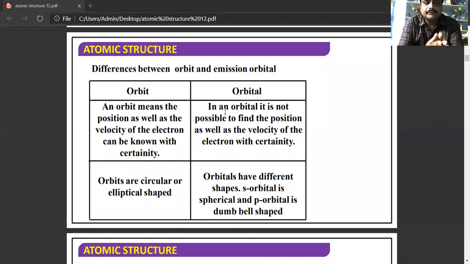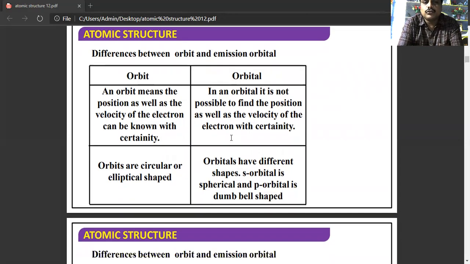Next, in the case of an orbit, the position as well as the velocity of the electron can be known with certainty. For an orbital, it is not possible to find the velocity as well as the position of the electron with certainty. Orbits are either circular or elliptical in shape, while orbitals have different shapes. As we know, the s orbital is spherical, the p orbital is dumbbell shaped, and so on.